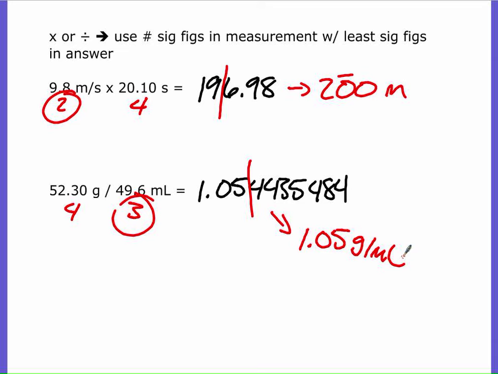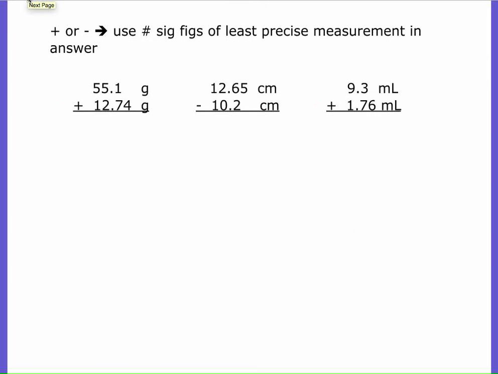So when you're multiplying and dividing, you count your number of sig figs. Whichever measurement has the least that you use to get your answer, that's how much you're going to have in your answer. Now, adding and subtracting is actually different. You're not really going to count anymore, but you still can't have an answer that's more precise than any one of your measurements. So the rule here actually says use the number of sig figs in the least precise measurement in your answer. We're going to do it in a different way. We don't count anymore.